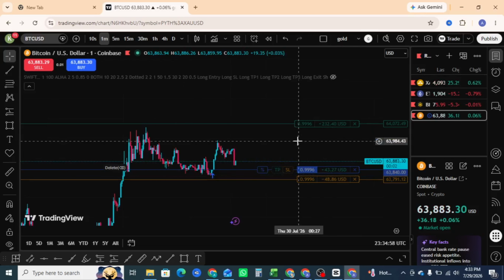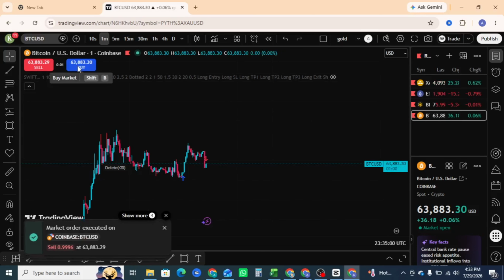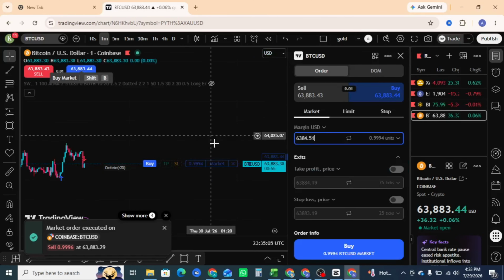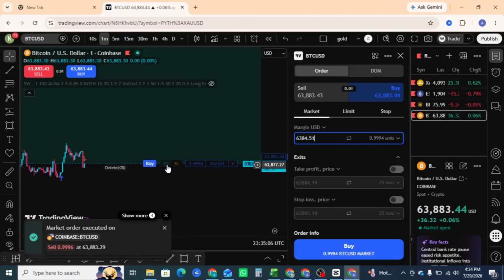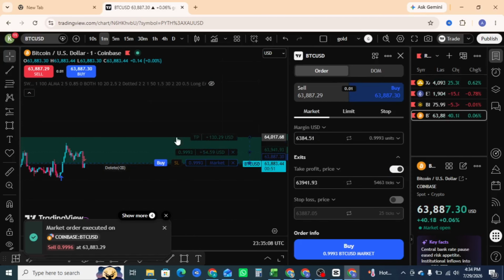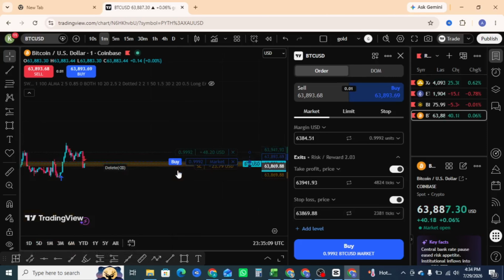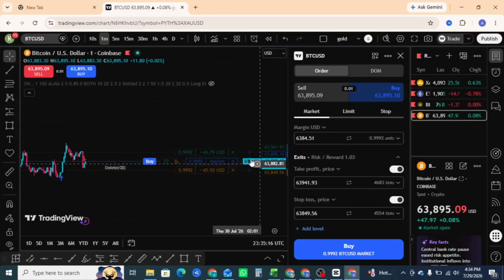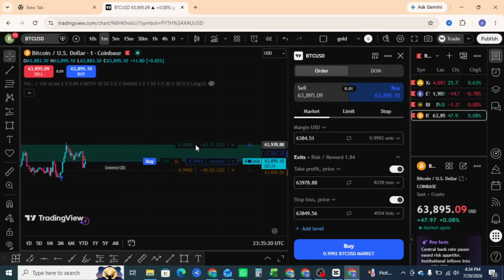After selecting the order type, enter the quantity you want to trade. It's a good idea to start with small position sizes so you can focus on learning instead of taking oversized trades. Next, set your stop loss and take profit levels. A stop loss helps limit potential losses if the market moves against you, while a take profit automatically closes your trade once your target price is reached. Review all your order details carefully, then click Buy or Sell to place the trade.